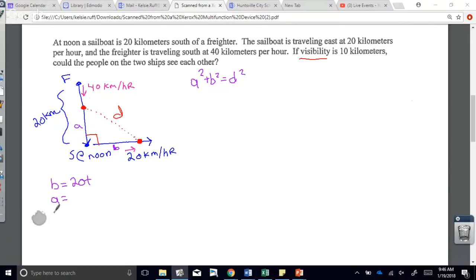To find A, okay, here's where it's a little bit tricky. We want this distance right here, starting at 20. With every hour that goes by, we're getting 40 kilometers closer. The way that we do this is we're going to write 20, and we're going to subtract 40t because we're getting closer at 40 kilometers per hour. Okay, so here's A and B in terms of the time.